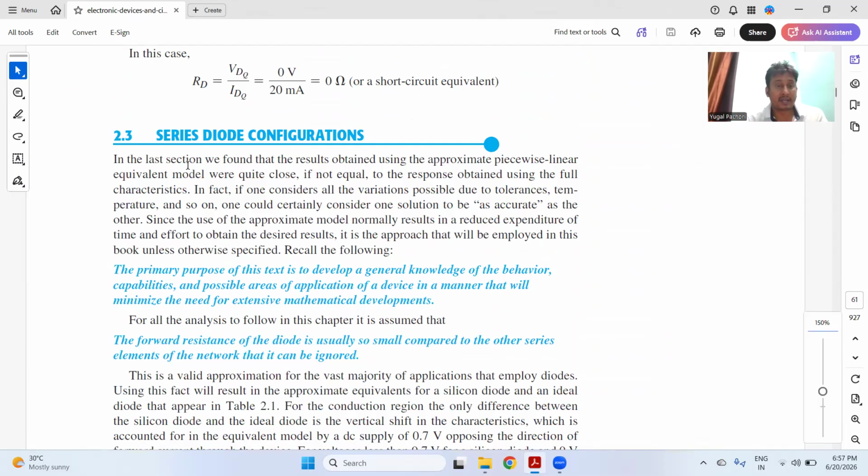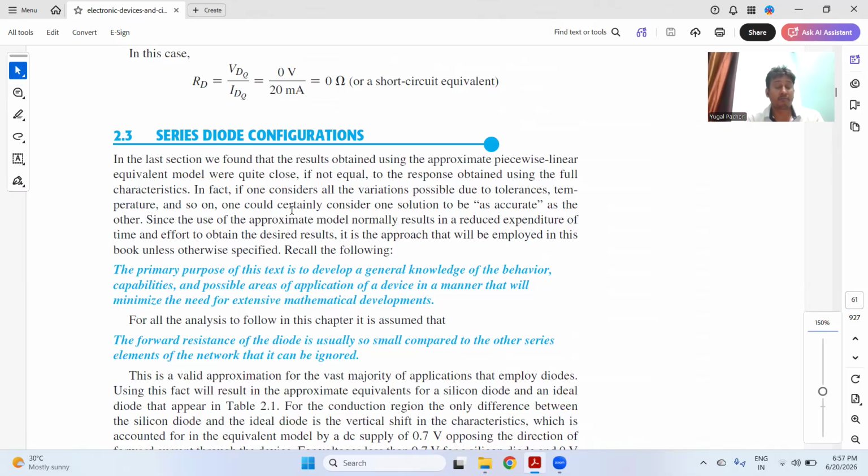In the last section, we found the result obtained using the approximate piecewise linear diode. We have discussed the piecewise linear diode, and the diode has a resistance and a capacitance, and there is a concept of an ideal diode and a concept of a practical diode. Now we have the diode, and how we are going to connect that particular diode is our application.